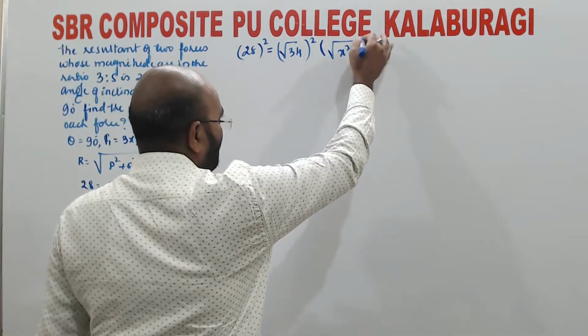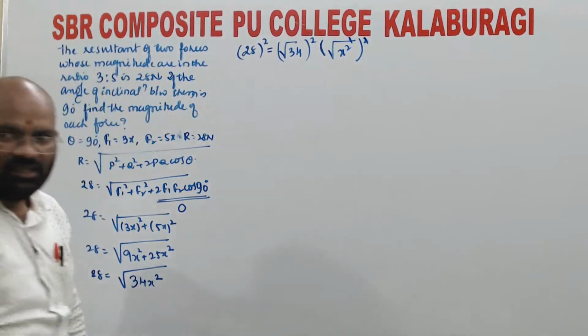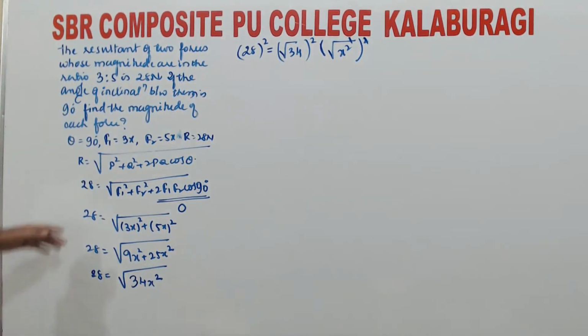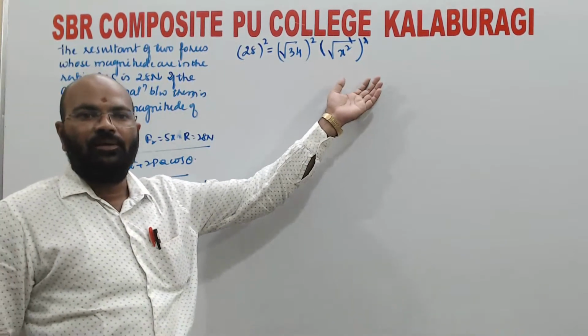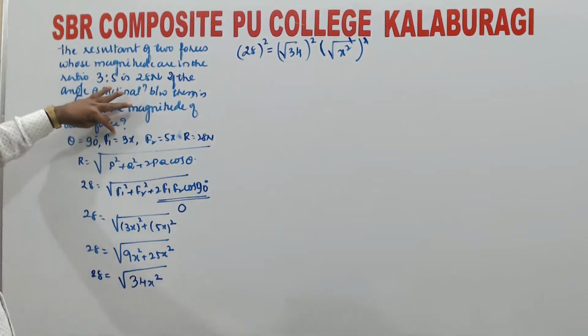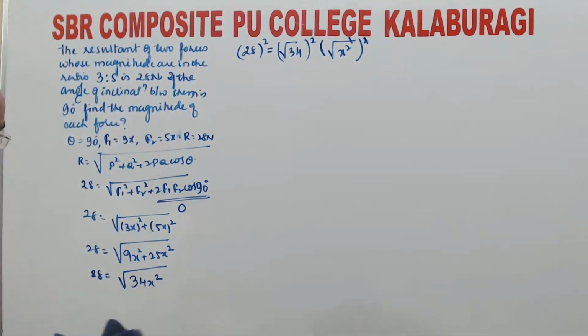Then square and root will be cancelled. This is 28, and if we simplify, we get a corresponding x value, and if you substitute the x value in the given equation, you will get an answer. You will get an exact answer for f1 and f2.